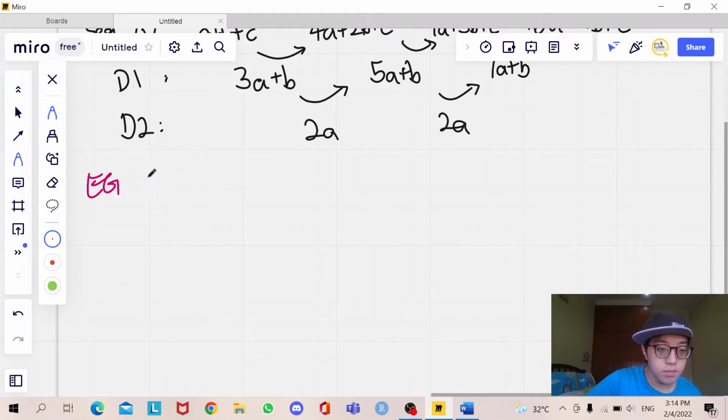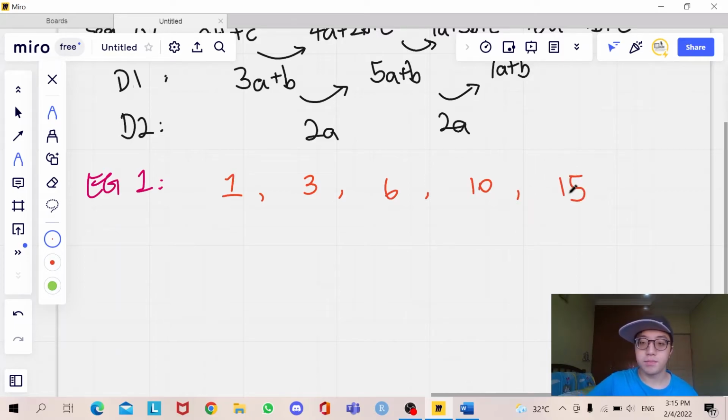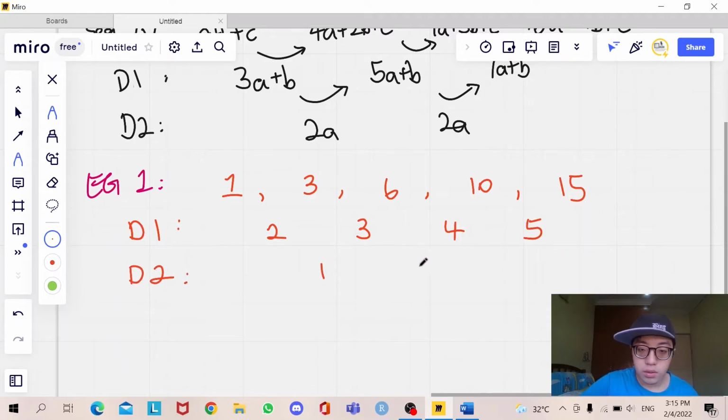Let's write number 1. I'm going to bring back the sequence from just now, which is 1, 3, 6, 10, and 15. The difference row number 1 will be 2, 3, 4, and 5. Then the difference row number 2 will be 1, 1, 1.